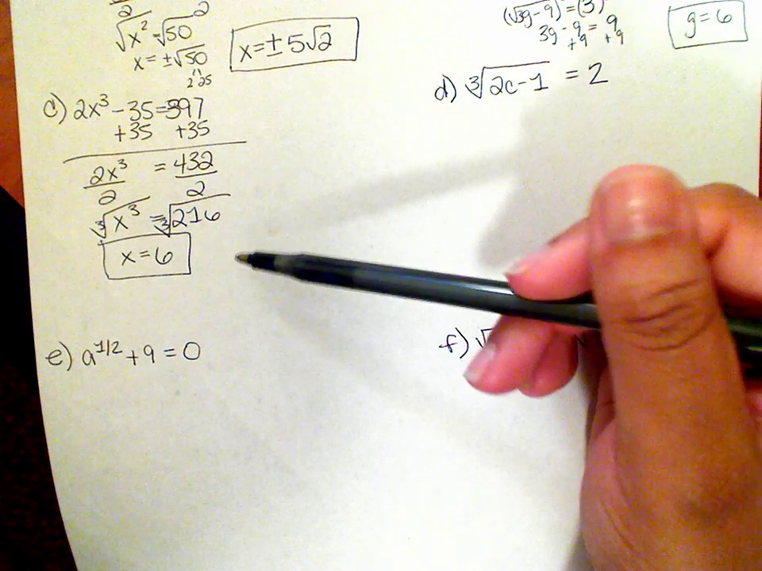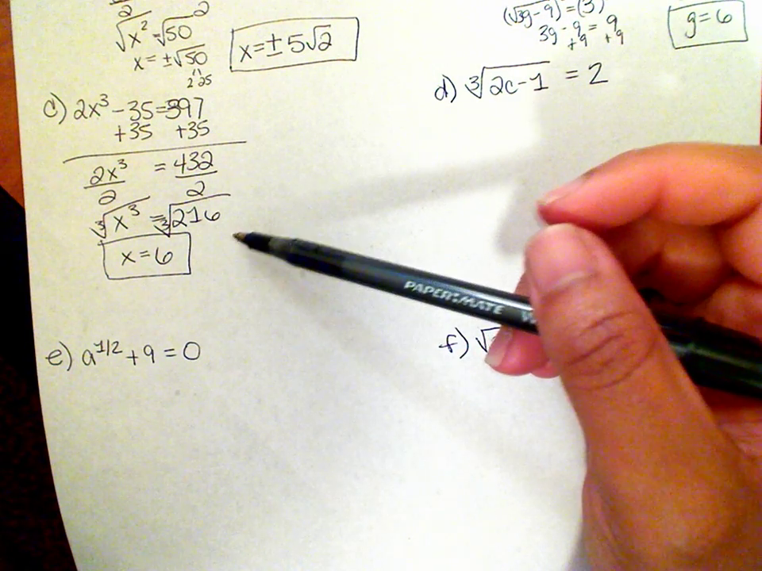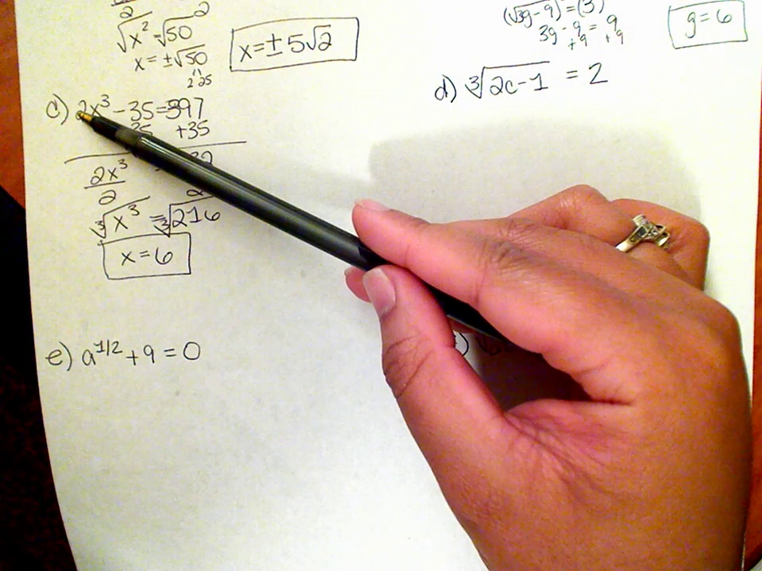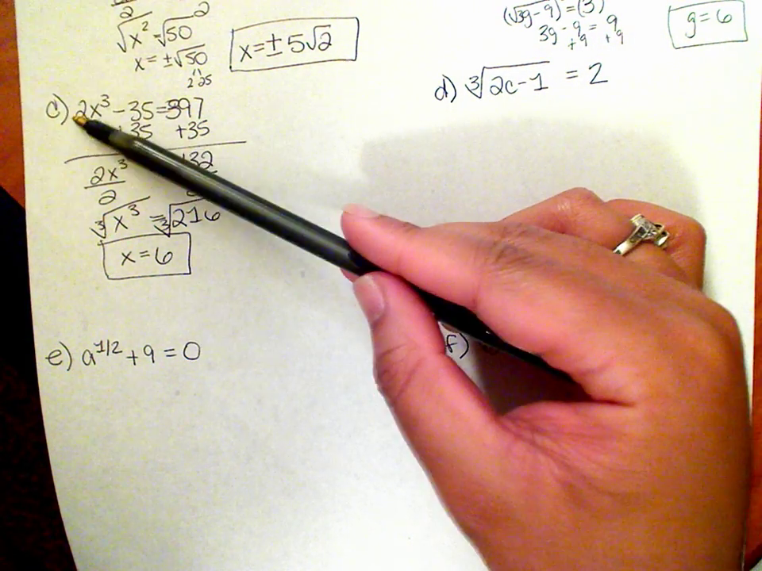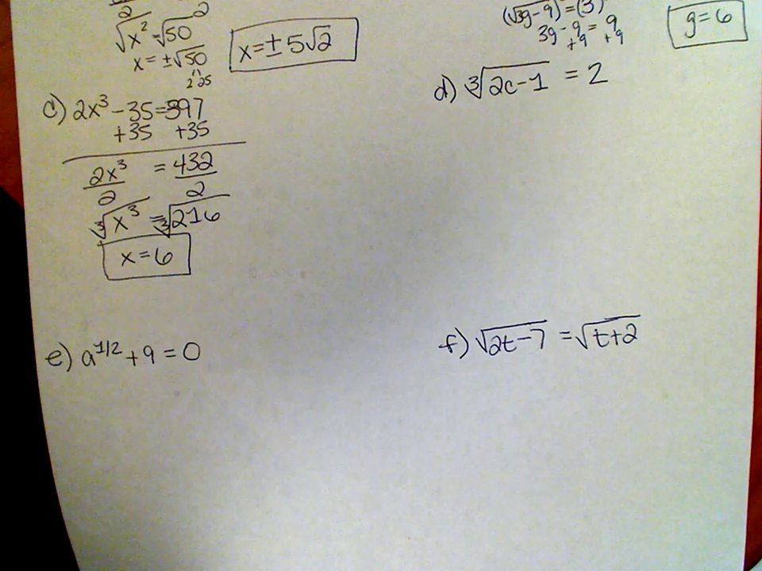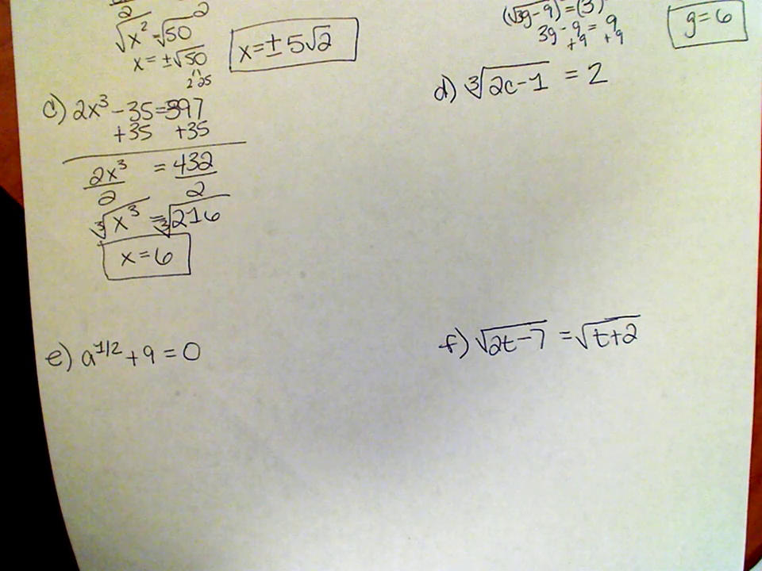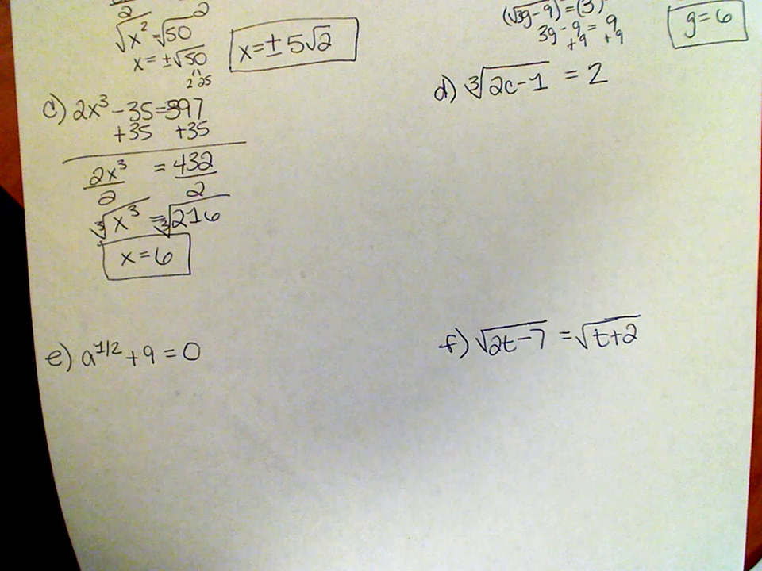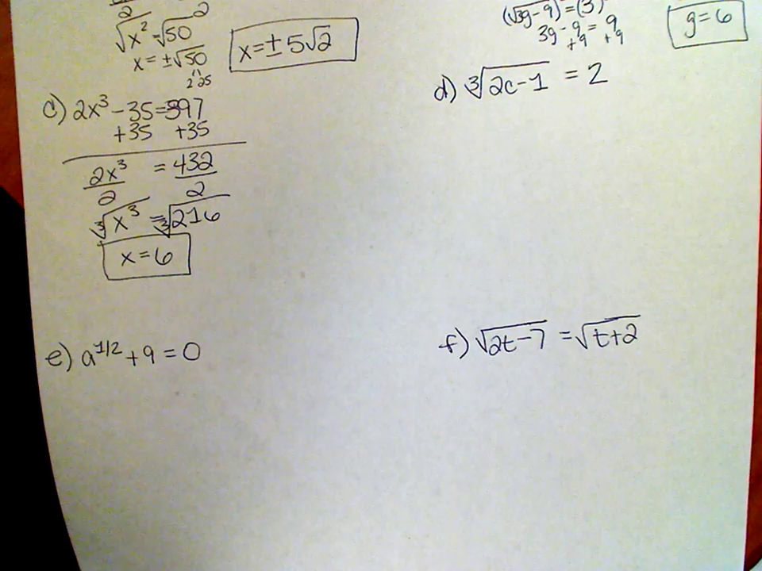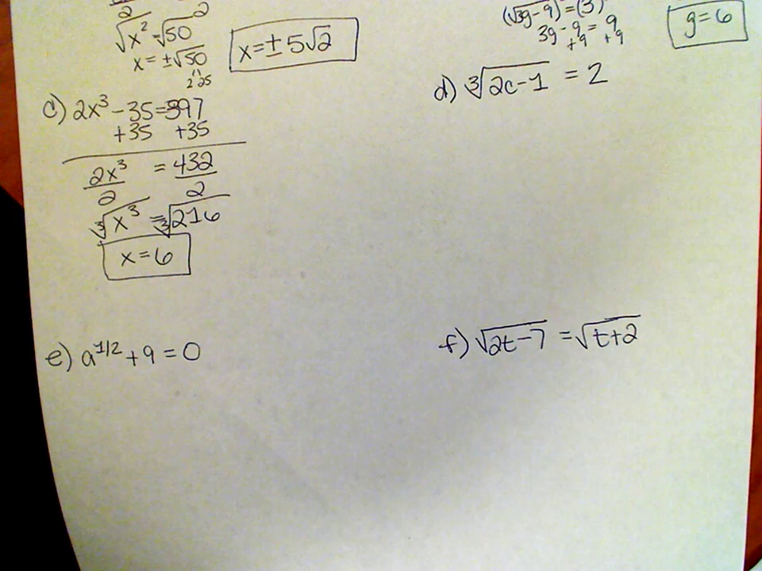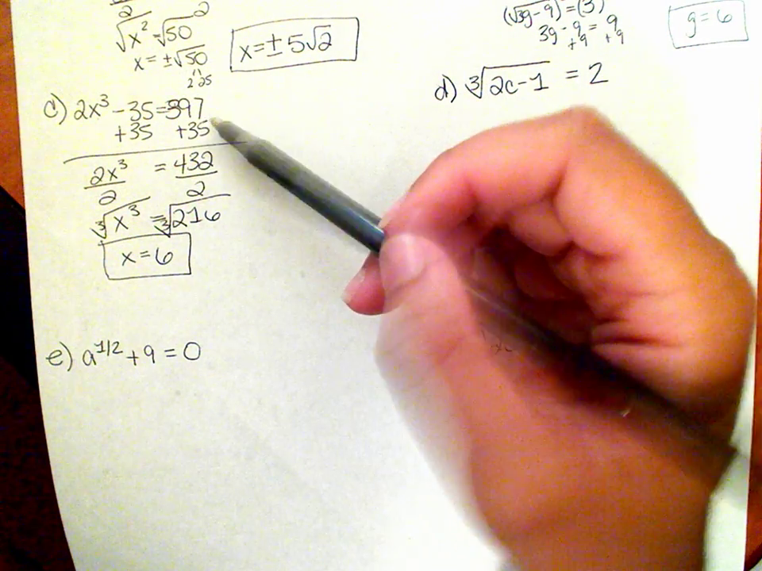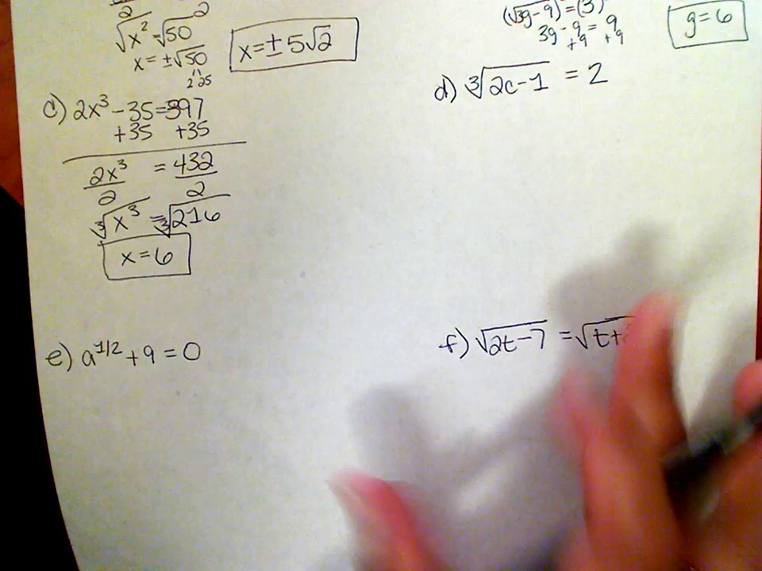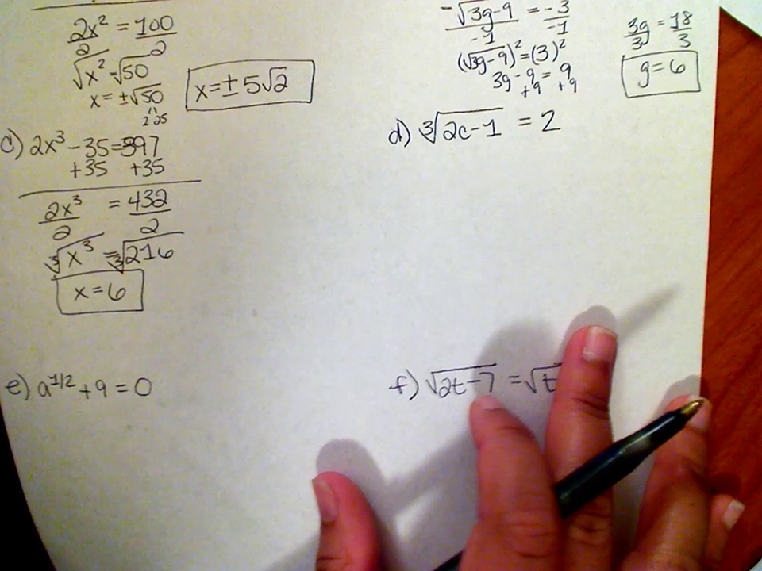Alright, so let's check this. So 2 times 6 cubed, so 2 times 216 gives us 432. 432 minus 35 gives us 397. So 397 equals 397, so we're good. Alright, so let's look at letter D.